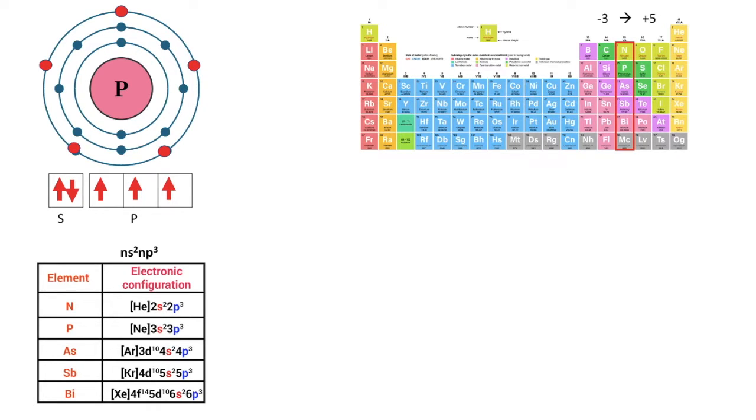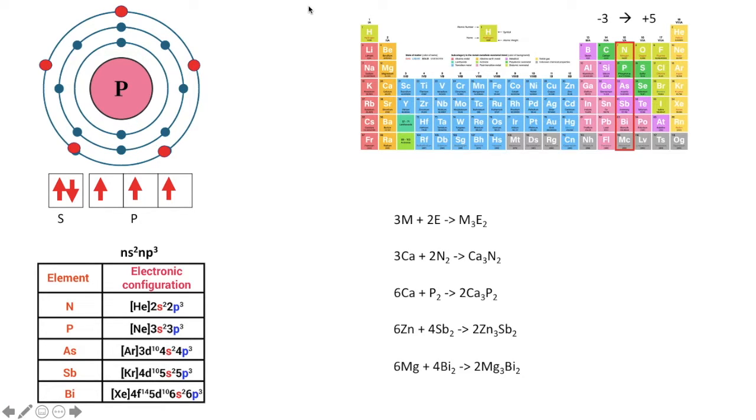It is common for these elements to be reduced by gaining 3 electrons, giving them the oxidation state of -3. This happens with metals, giving a binary compound with the general formula M3E2. An example is nitrogen reacting with calcium to give calcium nitride and phosphorus to give calcium phosphide, and so on.